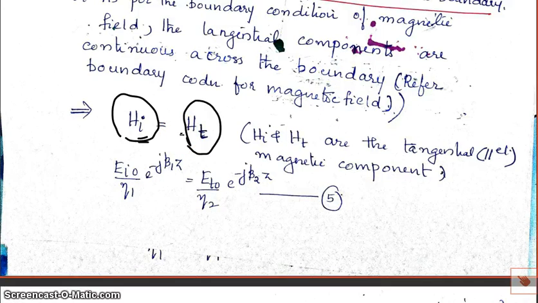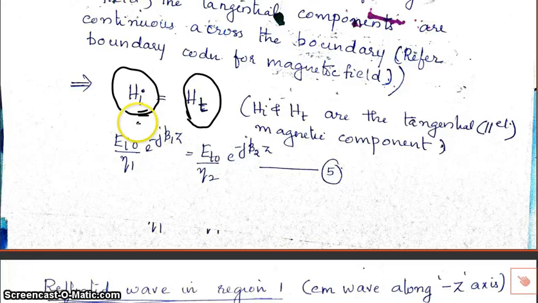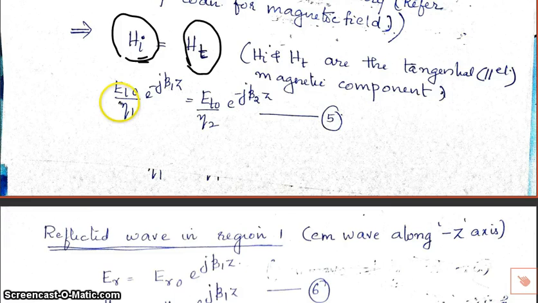This relation Hi is equal to Ht is derived under the boundary condition of magnetic field, which was given as a self-study topic for you under module 2. The tangential component of magnetic field across the boundary is continuous. That is why Hi is equal to Ht. So I can write Hi is equal to Ei naught e raised to minus j beta 1 Z by eta 1, and Ht is equal to Et naught by eta 2 into e raised to minus j beta 2 Z, because Ht is in the second medium, which is my fifth equation.